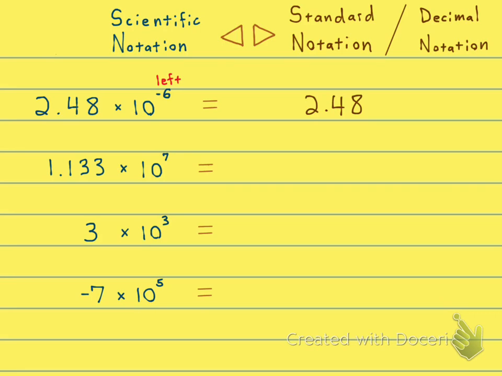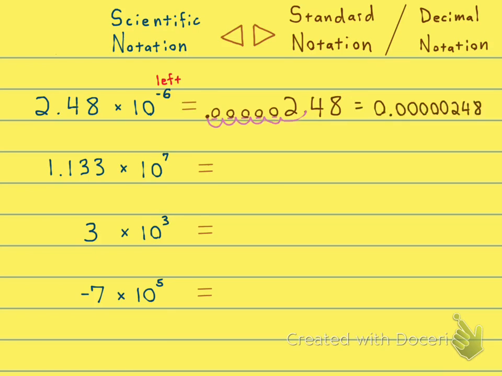Get a different color. How about pink? 1, 2, 3, 4, 5, 6. So our decimal is going to need to go right here. And now in every one of these spaces, these are places, we need to put zeros. So 0.000000248. That is a really small number.